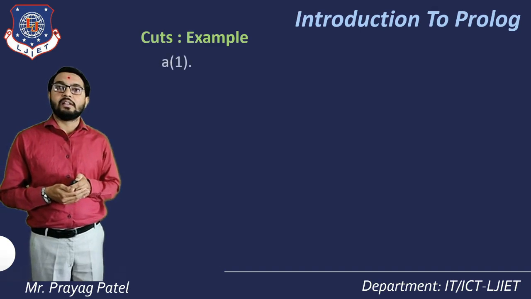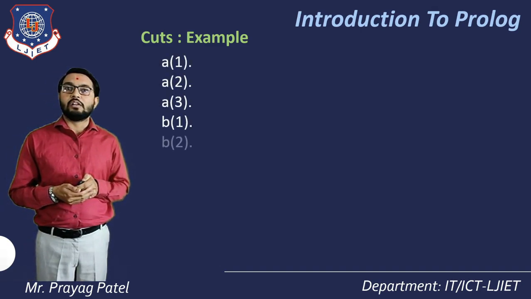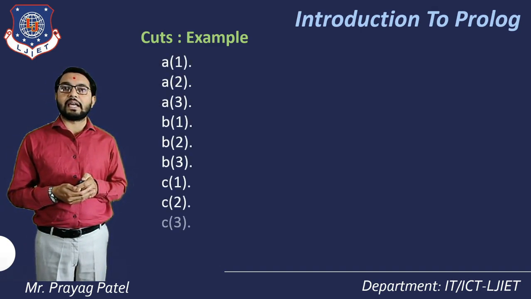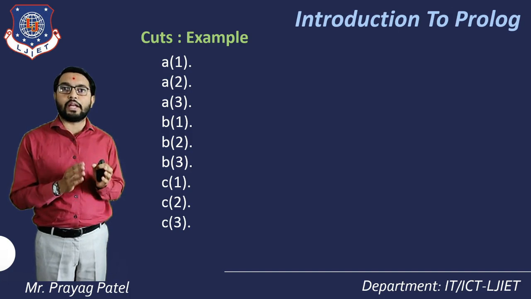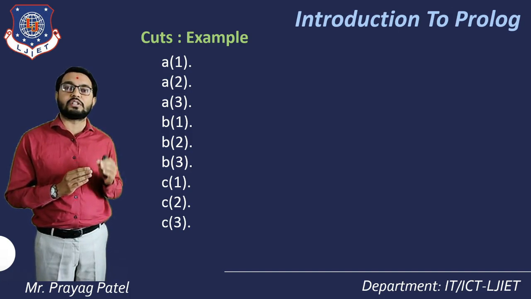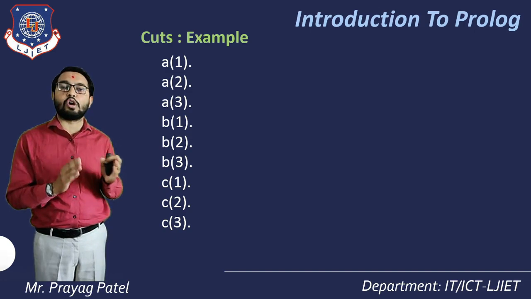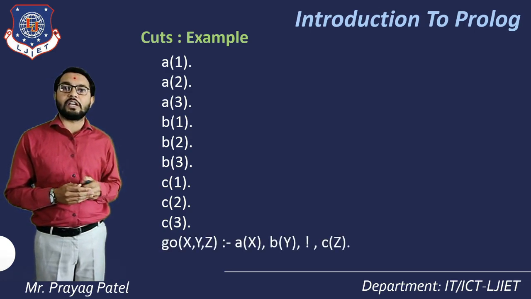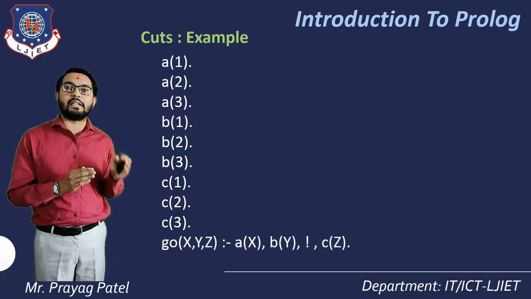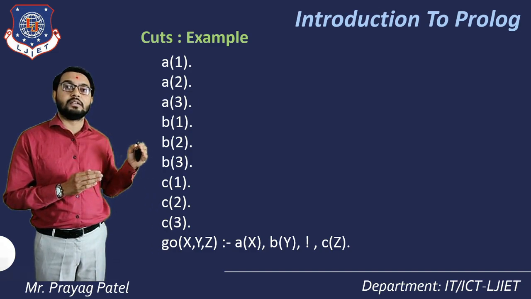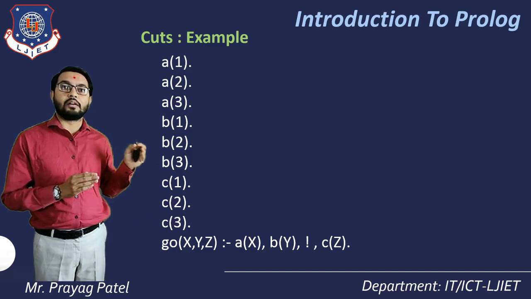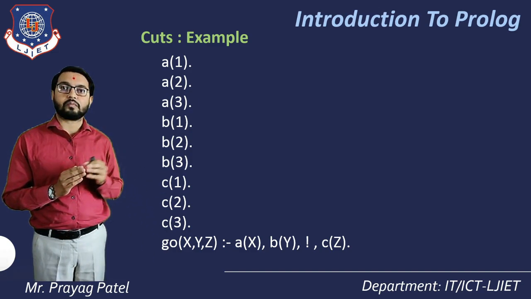Now next is one more example of the cut. Here the data already given is like this: A1, A2, A3, B1, B2, B3, C1, C2, C3. All of these are considered facts. These are all true. Now the next statement is go X, Y, Z, AX and BY, cut and CJ.